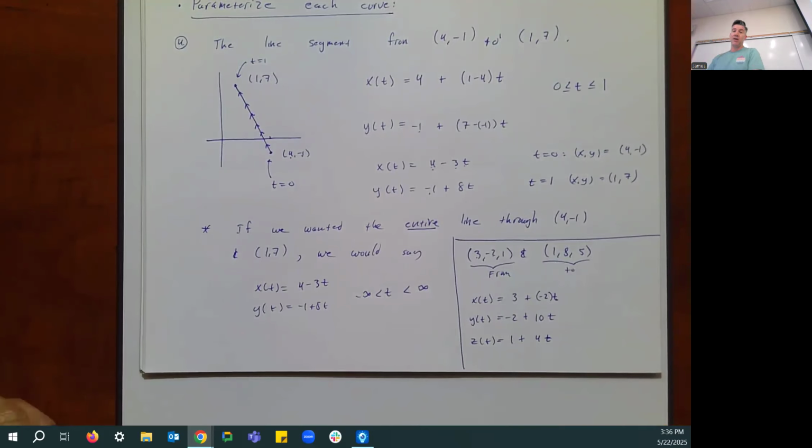And if I wanted the entire line, I would do the same thing. I would let t go from negative infinity to infinity. So that's a really easy way of parameterizing any line between 2 points in 3-dimensional space. And that is something I'm pretty sure you do in 21C, or at least have use of in 21C.